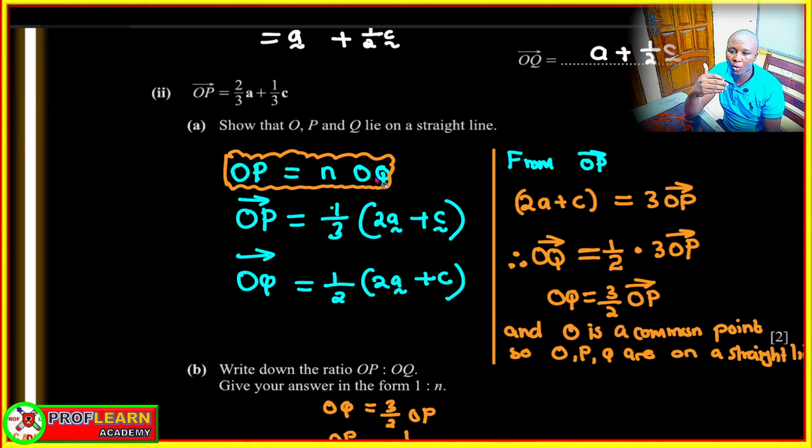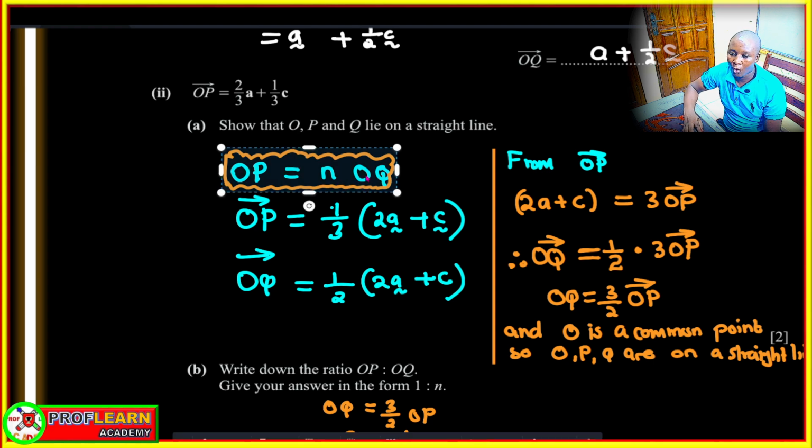For points to be collinear, to be in a straight line, they must satisfy two conditions. Number one, one must be a multiple of the other, and there must be a common point. Now, for instance, here I'm considering OP equals n times OQ. You can see the common point here is what? O. O is the common point.